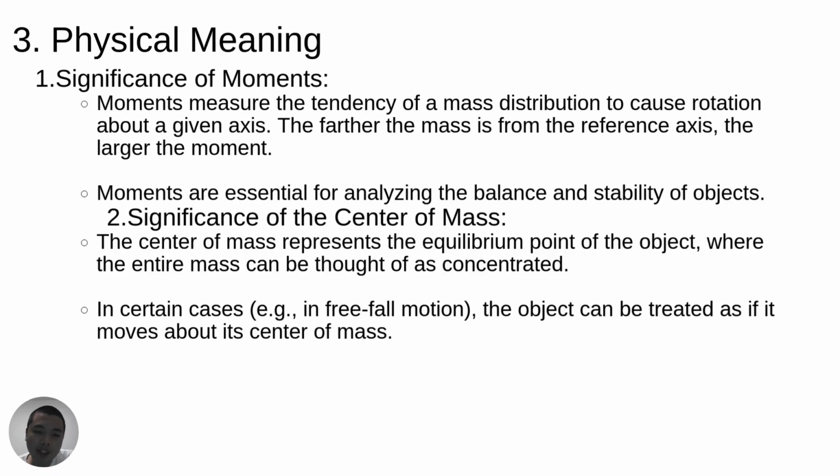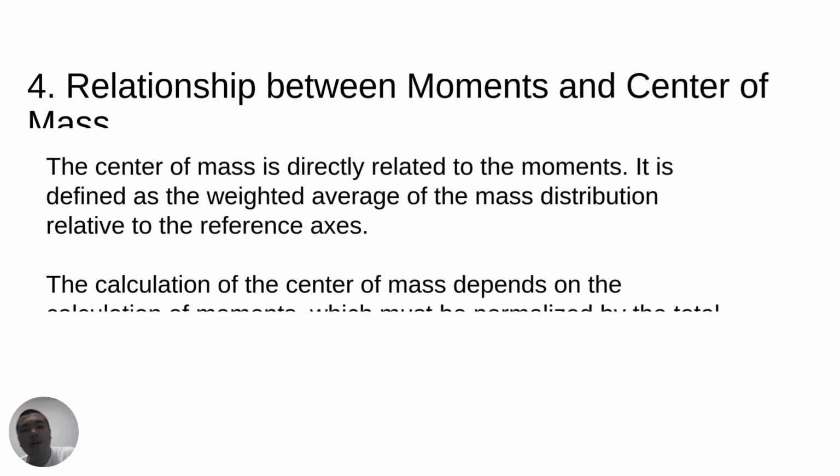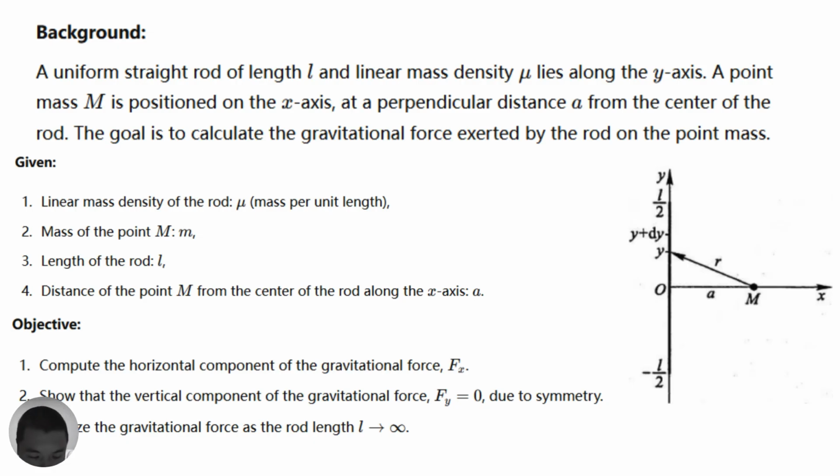And also the significance of the center of mass. The center of mass is the equilibrium point of the object where all the mass can be thought of as concentrated. The relationship between moment and the center of mass: the center of mass is directly related to the moment. It is defined as the weighted average of the mass distribution relative to the reference axis. The calculation of the center of mass depends on the calculation of the moment, which must be normalized by the total mass m.